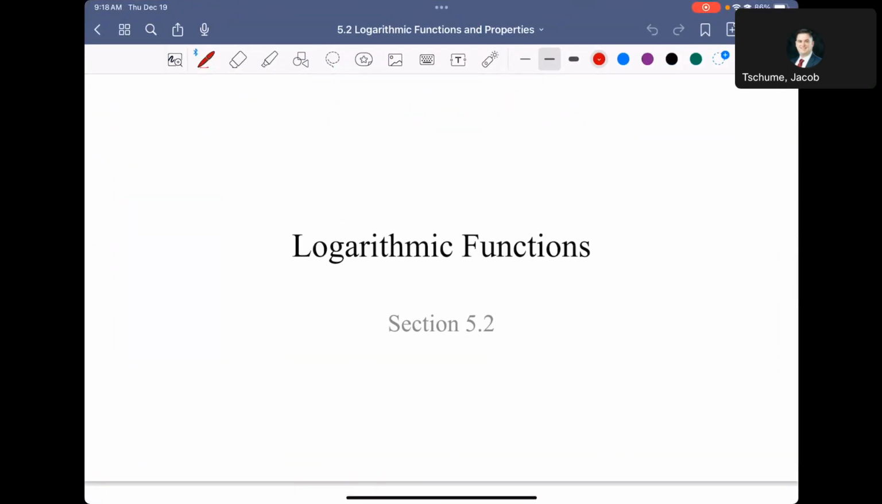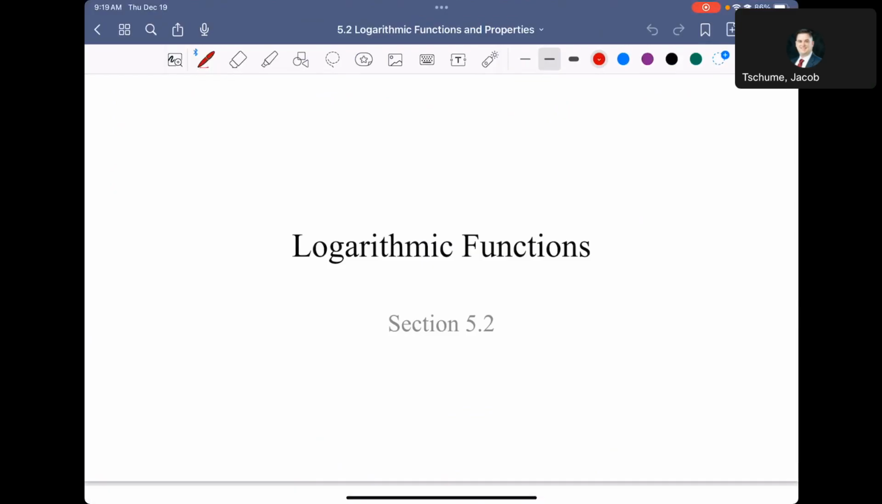All right, so we are going to be moving into the next section of chapter 5. We are going to cover section 5.2 and talk about logarithmic functions. So in the last video, you may remember me saying that there are certain exponential equations that we cannot solve by relating the bases, and there would be a new method we would have to learn.